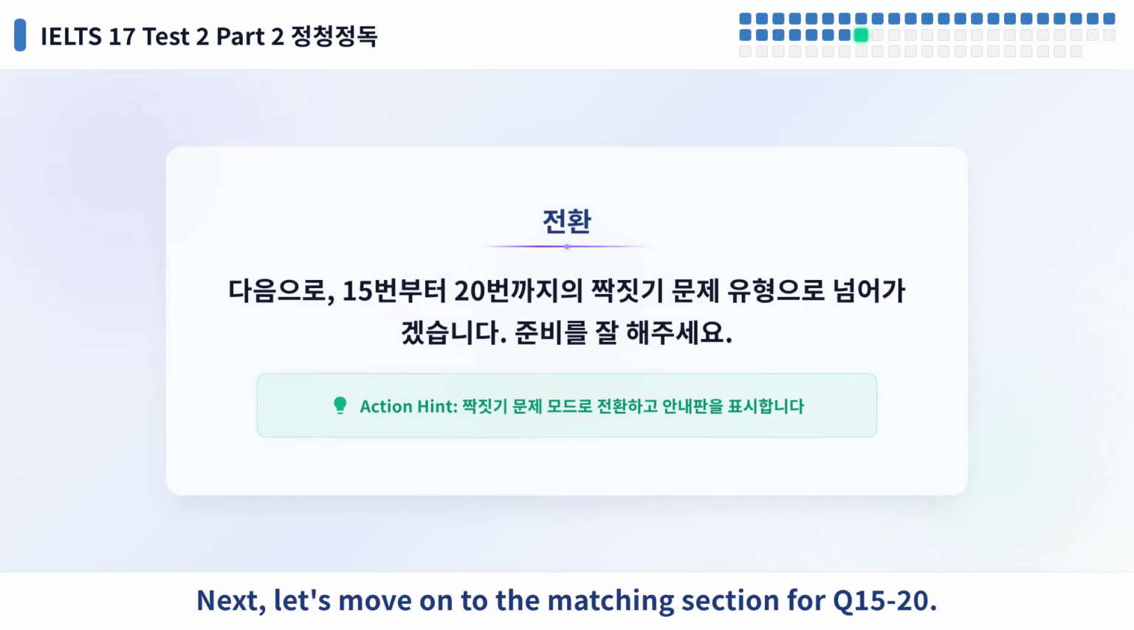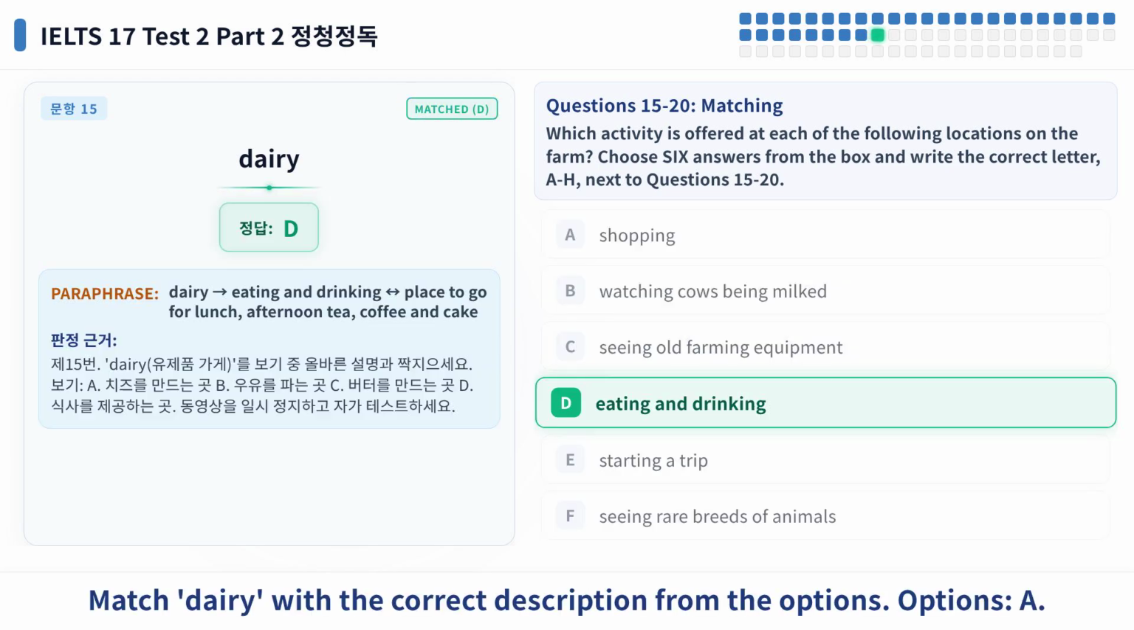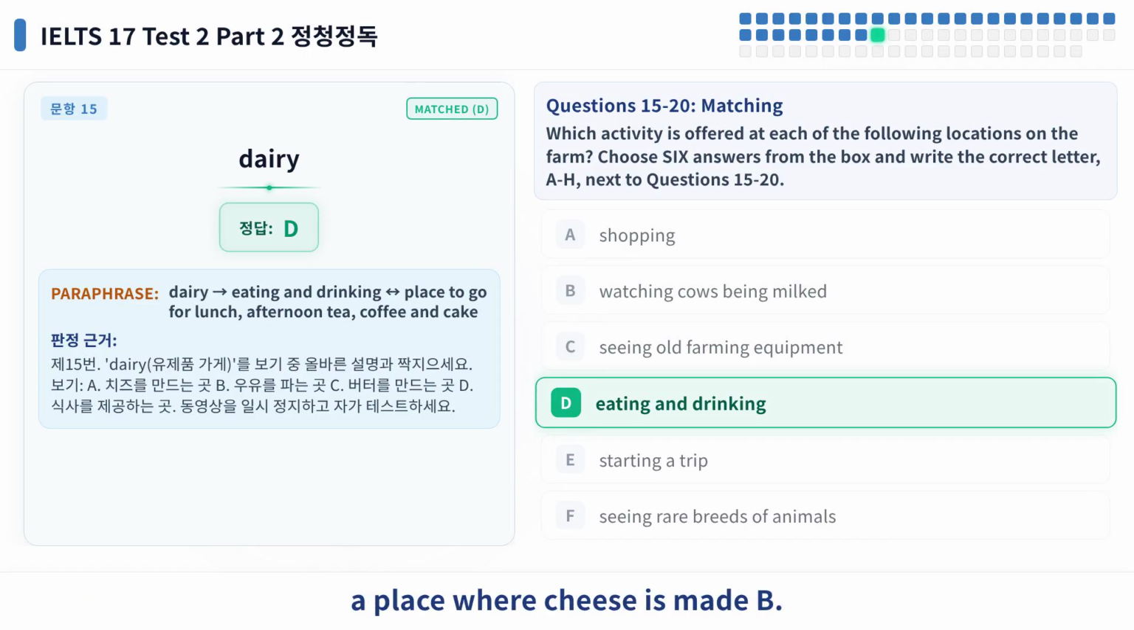Q15. Match dairy with the correct description from the options. Options: A, a place where cheese is made. B, a place where milk is sold. C, a place where butter is made. D, a place where meals are served. Please pause the video and try it yourself.